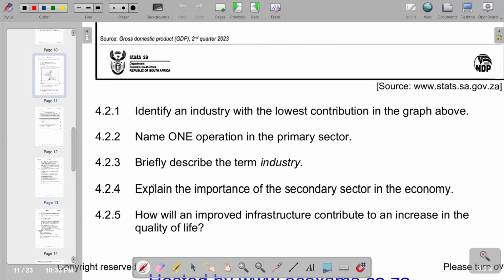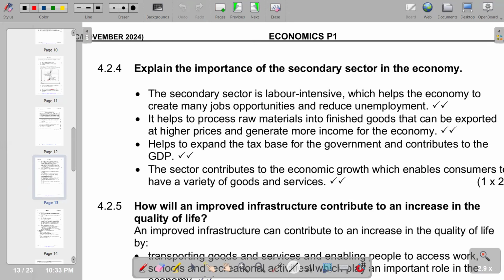So on the next question, you have to explain the importance of the secondary sector in the economy. So we know that the secondary sector is the one that converts raw materials into finished goods. So manufacturing takes place in the secondary sector. So what is the importance of that sector? You'd see that the importance is on the production of goods, obviously, and also it is labor intensive. We are going to see that it accommodates more workers than any sector in the economy. So it reduces unemployment, which is also an importance that we can quickly deduce.